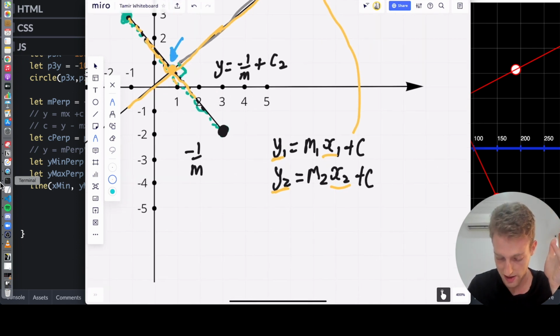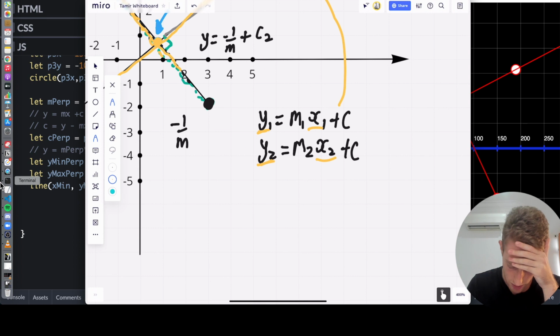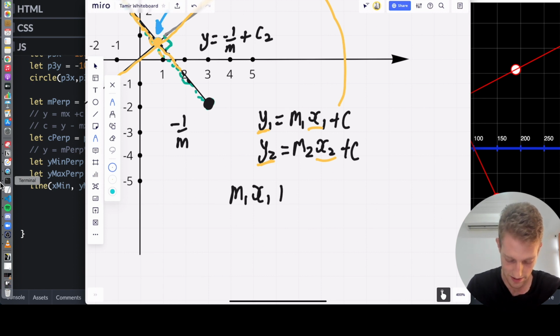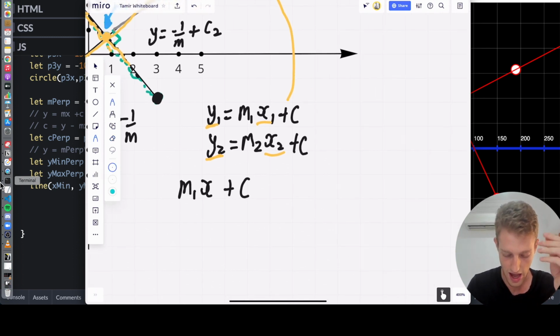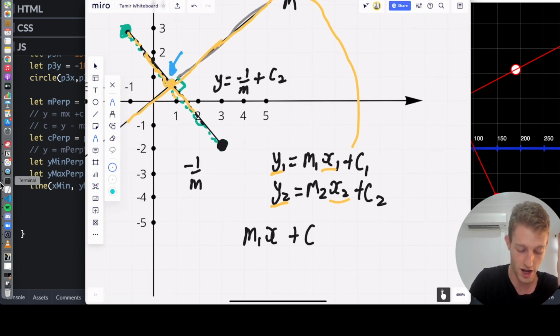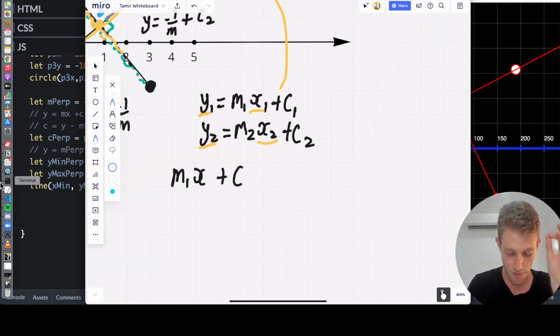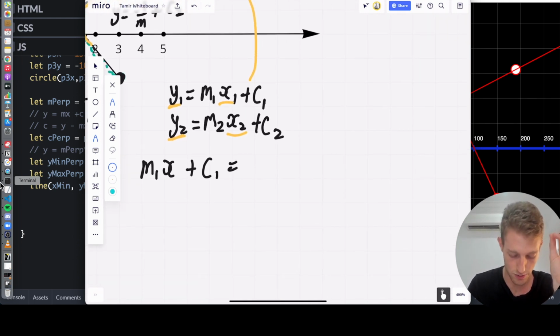So we can go ahead and just make them equal. So we get the following. I'm going to say m1x plus c. Let's actually take away the x1 because it's unnecessary now, because we're dealing with the same x point. So m1 x plus, this should actually be c1 and that should be c2, because they'll have different y-intercepts. So m1 x plus c1 is equal to m2 x plus c2.